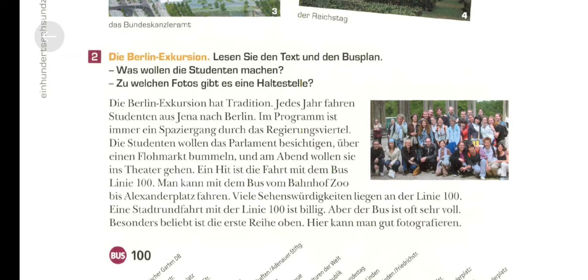Besuchen also means visit. Next is: ein Hit ist die Fahrt mit dem Bus Linie 100. A hit is the bus line 100. Man kann mit dem Bus von Bahnhof Zoo bis Alexanderplatz fahren. One can take the bus from Zoo Station to Alexanderplatz. Viele Sehenswürdigkeiten liegen an der Linie 100. Many sites are on the line 100. Many sightseeing spots are on the line of 100.